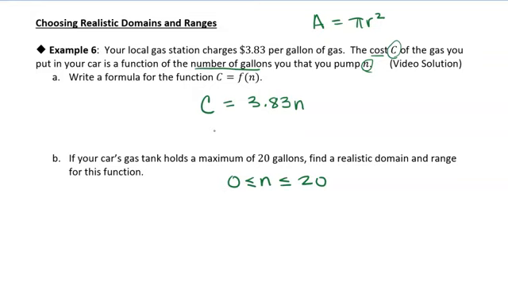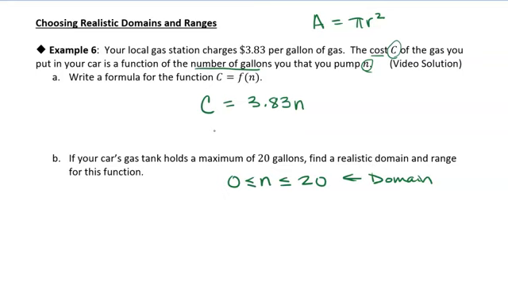So realistically, the number of gallons that we pump is going to be somewhere between 0 and 20. All right. So that is our domain. This is the domain. Let me just label that domain. All right, so what's the range? So the range is going to be determined by the function, right? By the possible values of the function, and the values that we could get out of this function depend on the domain.